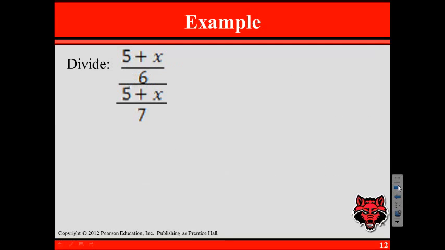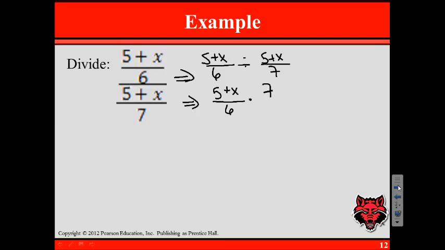We want to divide 5 plus x over 6, and that is being divided by a second fraction, 5 plus x over 7. Let's just rewrite it with a division symbol so it doesn't look as confusing. 5 plus x over 6 divided by 5 plus x over 7. Once we have a division problem, and we had a division problem to begin with, we just wrote it in a different form. We first change it to a multiplication problem. We do that by changing the operation to multiplication and flipping our second fraction.